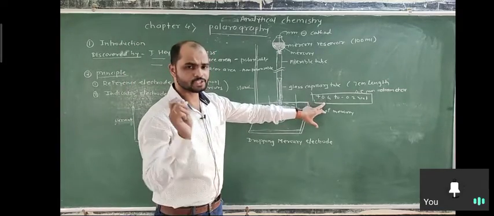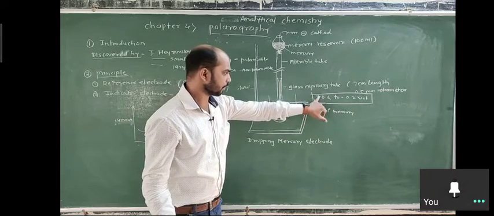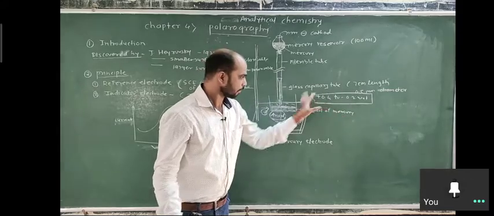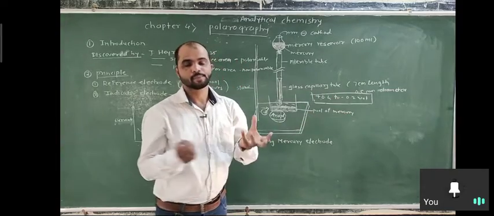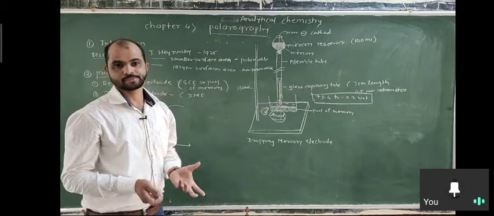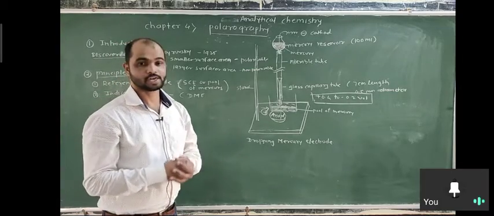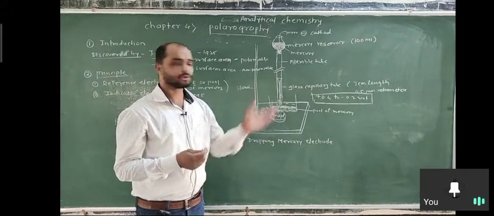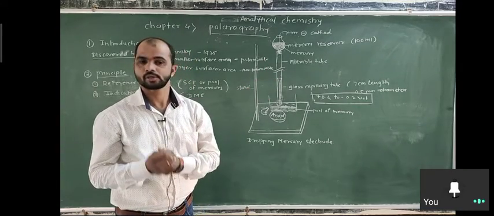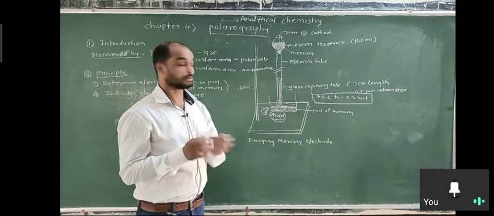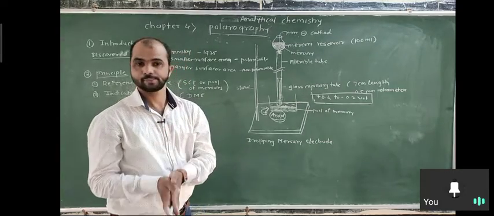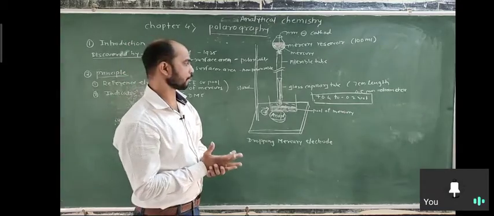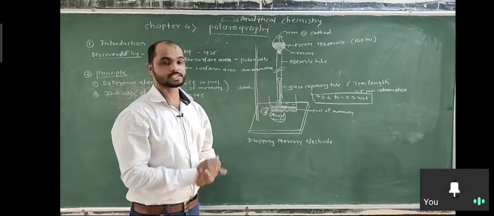Again, we can only measure the potential between plus 0.4 to minus 0.2 volt. Below or above this range, we cannot measure the potential of substances. It is another disadvantage. Secondly, mercury is highly poisonous, so it must be handled carefully. It is very important. That's why this is again a disadvantage of the dropping mercury electrode technique.